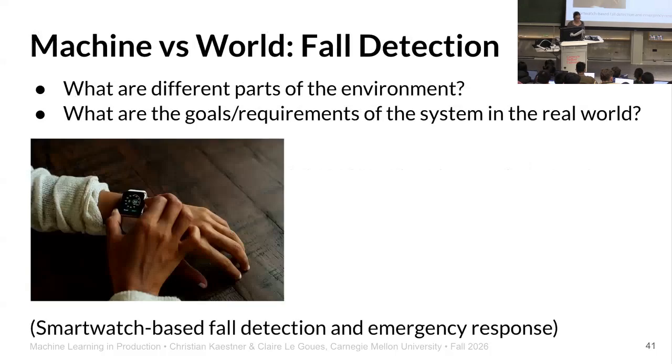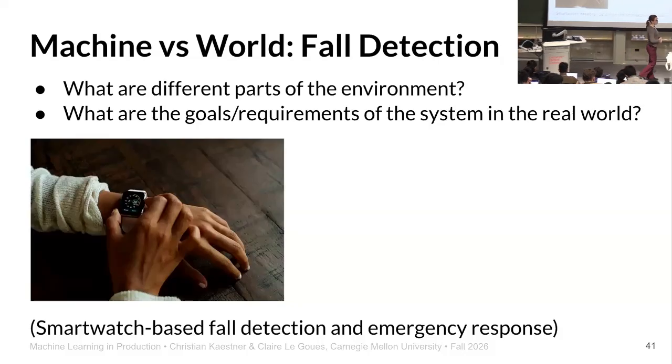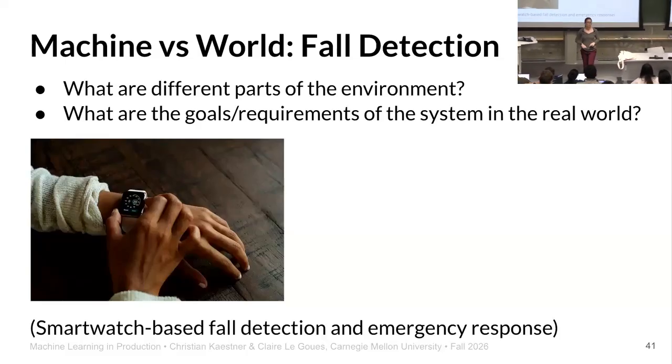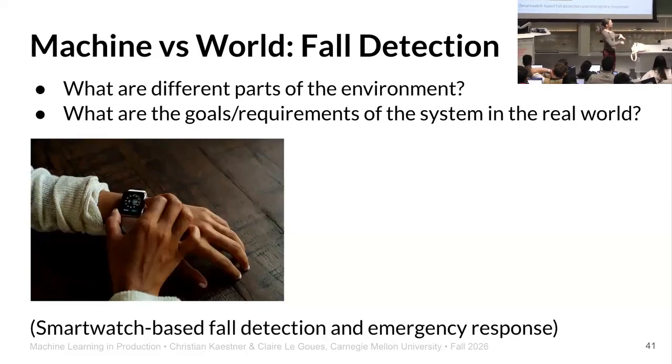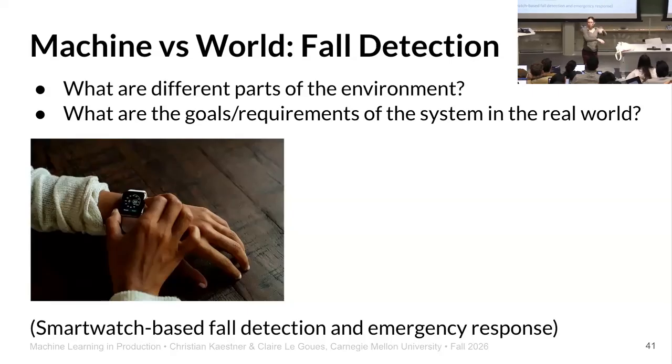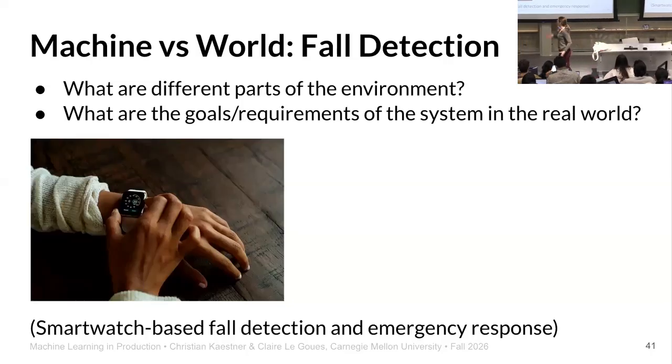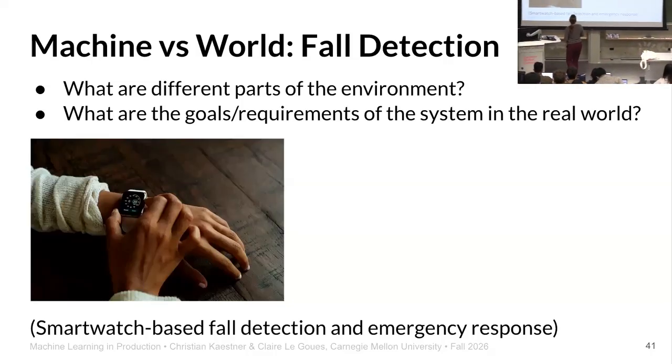So imagine that we would like to have a smartwatch-based fall detection and emergency response system. My watch does this, except I turned it off because every time I went to a trampoline park with my kids, it tried to call 911. It has some kind of model. There's like a gyro, and it detects when you move too fast and stop suddenly, and then it offers to issue emergency response.